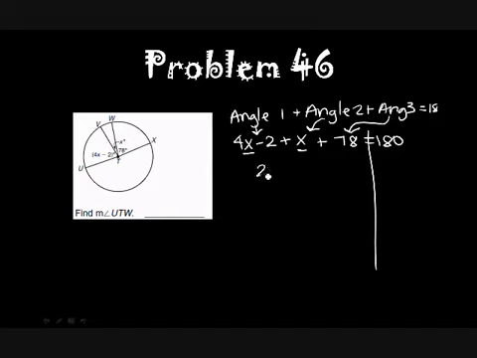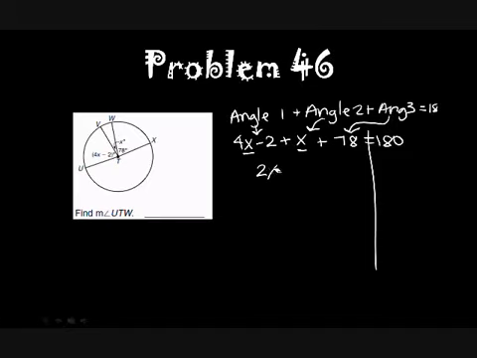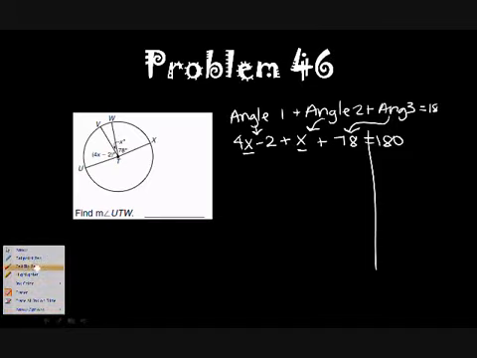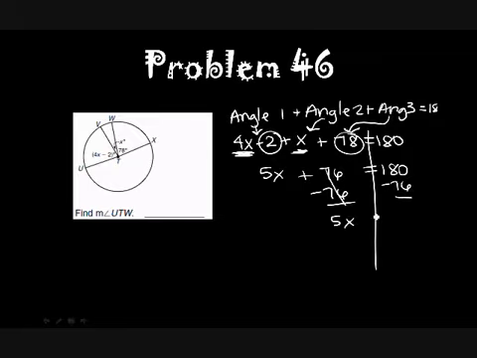We have 2x's. I'm sorry, that's not 2x's. Oh, how do I erase this? There we go. Okay, so we have, this is 4x's and that's 1x, so we have a total of 5x's. And then here we have negative 2 and positive 78, so that's going to give us 76. Okay, subtract 76 from both sides. We get 5x equals 104. And then if we divide both sides by 5, x equals 20.8.